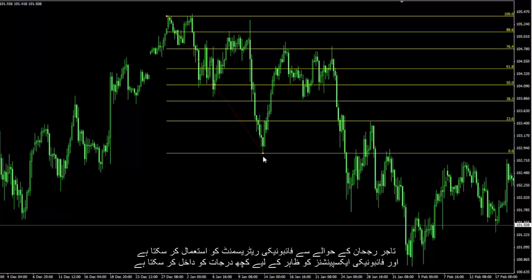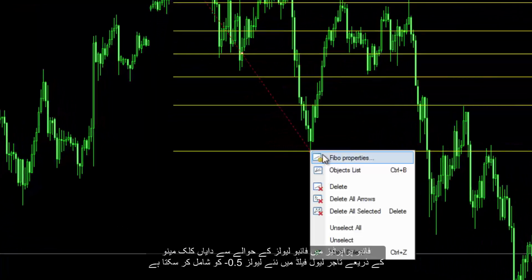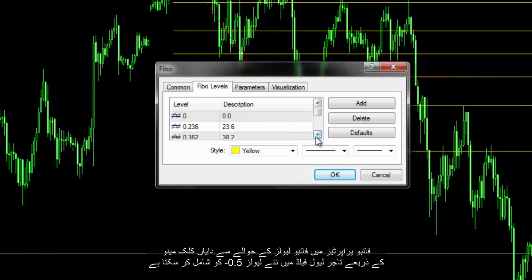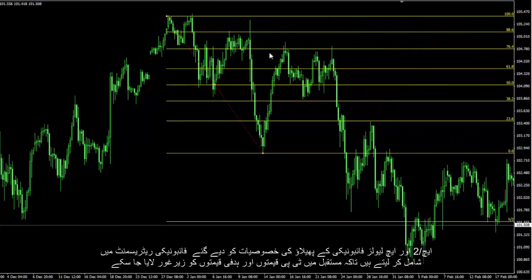A trader can use Fibonacci retracement on a trend and enter some levels to display Fibonacci expansions. Through the right-click menu in Fibo levels of Fibo properties, a trader can add new levels. Enter minus 0.5 in the level field and H/2 in the description field, minus 1 in the level field and H in the description field. The H/2 and H levels add Fibonacci expansion features to a given Fibonacci retracement to consider future TP prices and target prices.